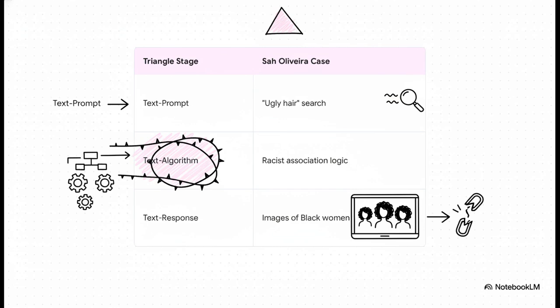The text prompt was the search term ugly hair in Portuguese. The text algorithm then applied a historical, racist, and sexist association logic that it picked up from its training data. And the result? The text response outputted images of black women with natural hair. The machine literally transformed an ideological bias into a visible, authoritative technical response.